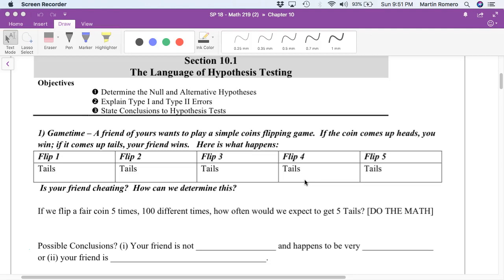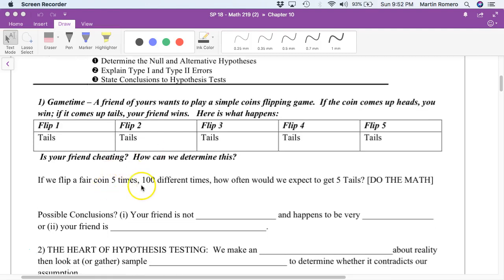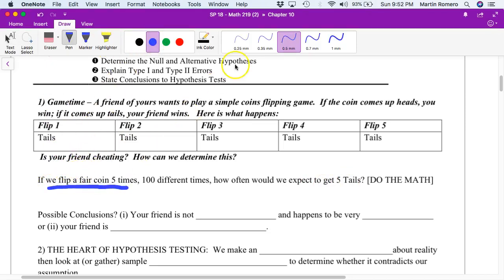However, this occurrence of five consecutive tails could be something unusual. So how would we determine that? If we flip a coin five times and you do it 100 different times, how often would we expect to get five tails? Let's go ahead and do the math. This is a question way back from chapter five. So if we flip a coin five times, how many times do you expect it to be tails?